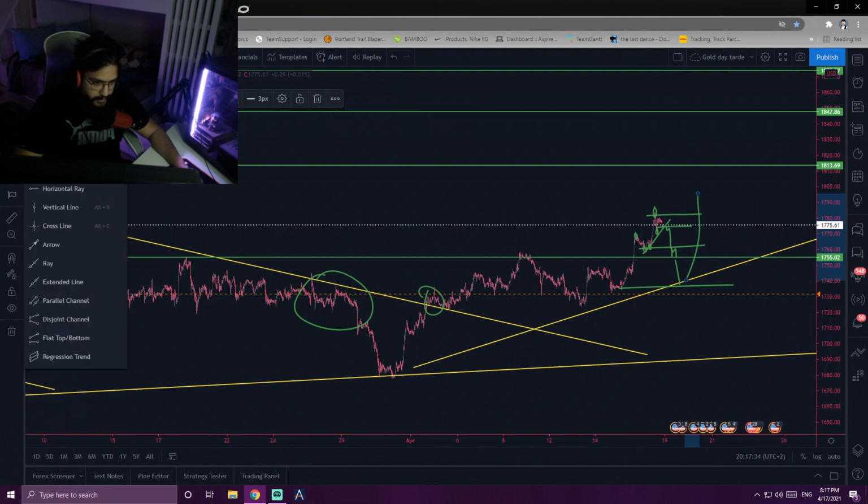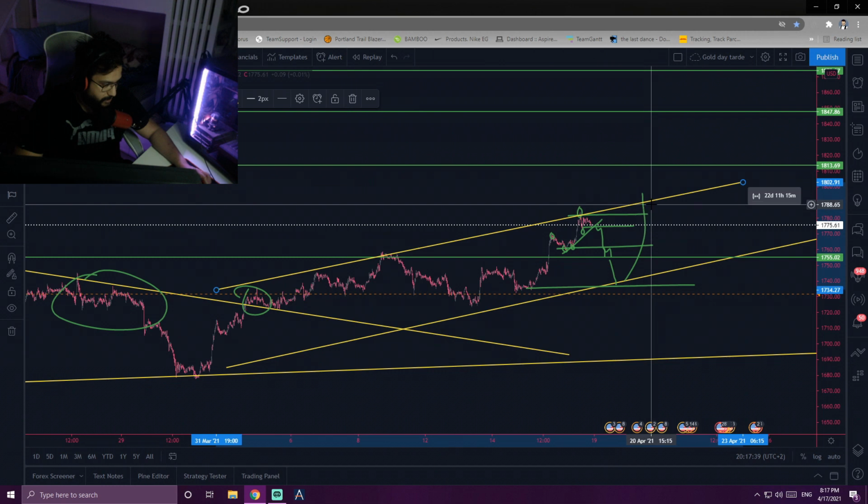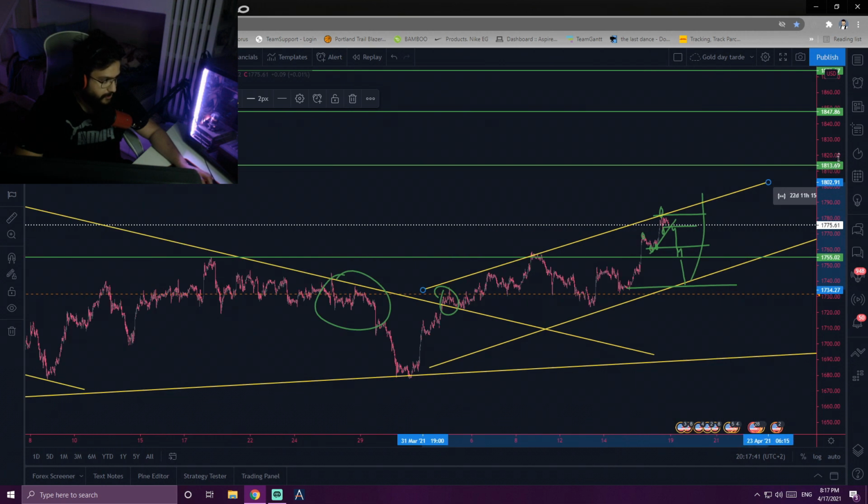Okay, we can draw that trend line also right here. Here we go. It will go up to 1790. You keep continue doing that till it reaches 18. But our main, you have to focus.